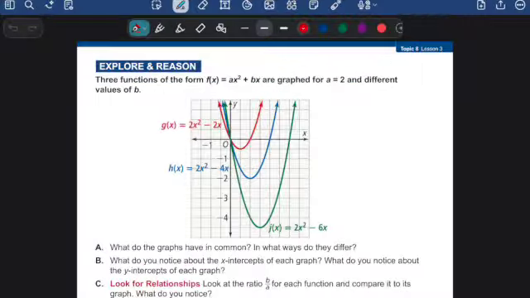In the Explore and Reason, we have these three functions graphed, and you can see they all have a leading coefficient of 2, so a equals 2. That means they're going to be the same width, right? The rate of change is the same for all of them. And we can see they're all upward facing. But what is different? Well, they have a different vertex for each. And they do have the same y-intercept, so they're all crossing the y-axis at 0.